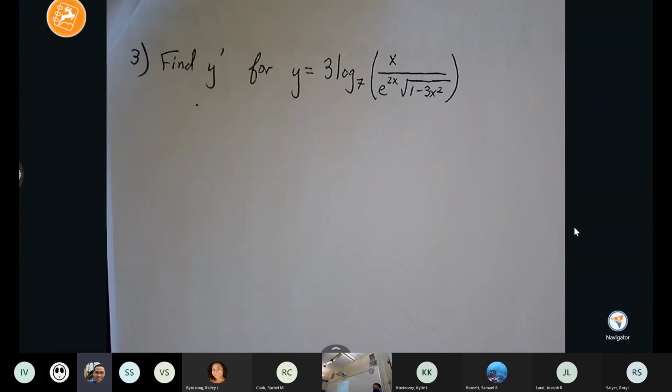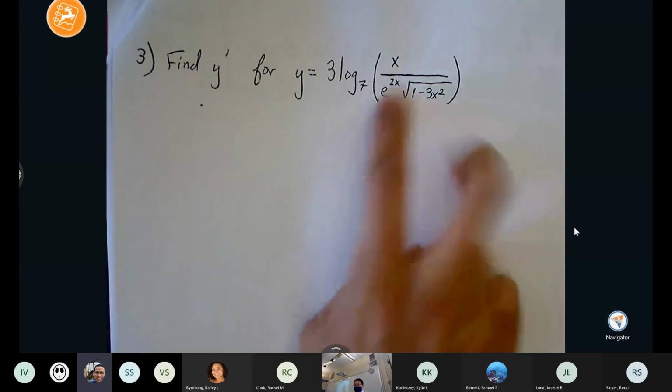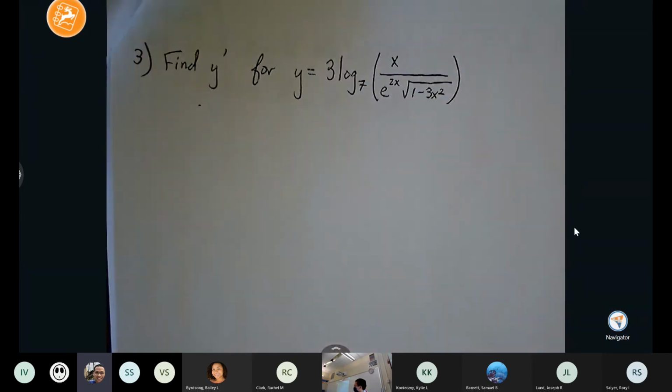Okay, we have a log base 7 problem. We're asked to find the derivative. What would you do first? Expand it, right? You got a numerator term, you got 2 denominator terms. The numerator term is going to be part of a positive log. The denominator will be part of a negative log. Okay. Spend a minute, try that.